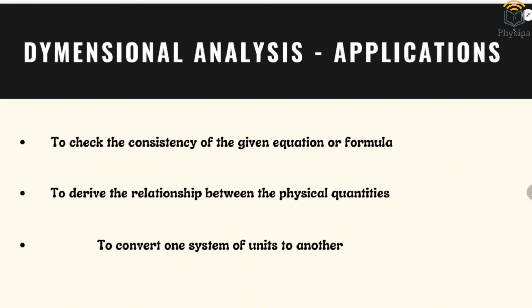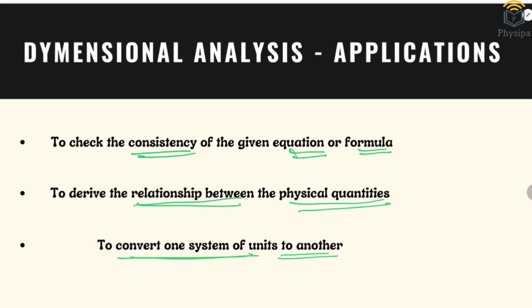Okay. Next, applications of dimensional analysis. Dimensional analysis is used to check the consistency of a given equation or formula. Next, it is used to derive relationships between physical quantities. It is used to convert one system of units into another. That is, we can check whether the given equation is correct or not.